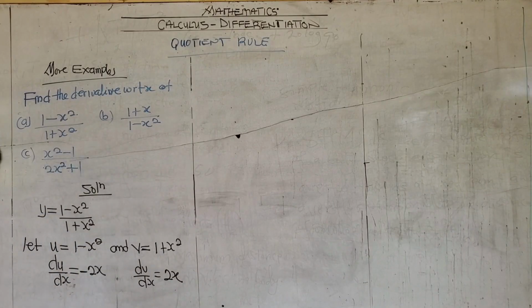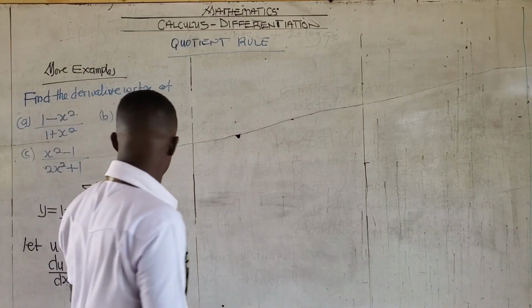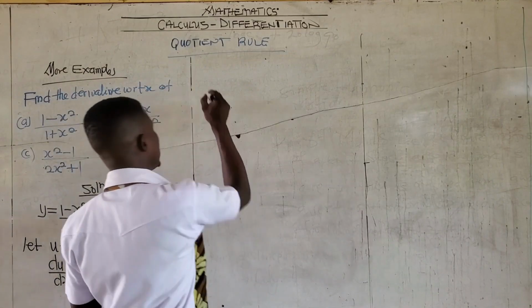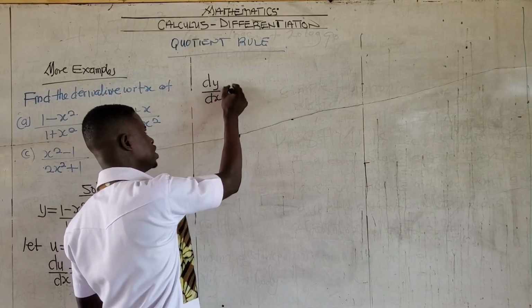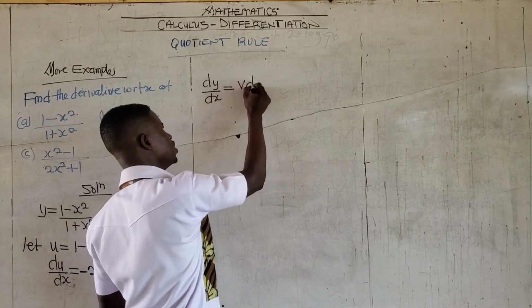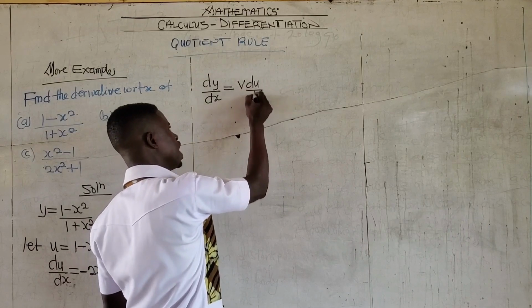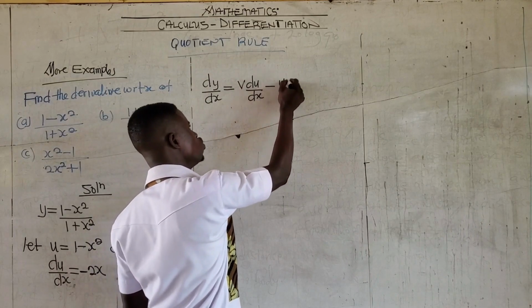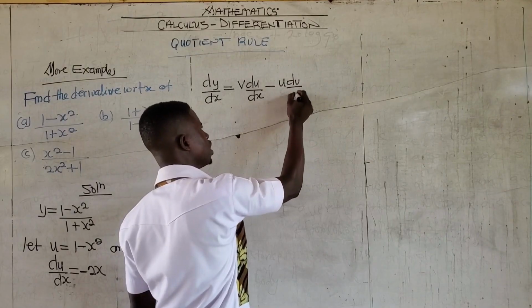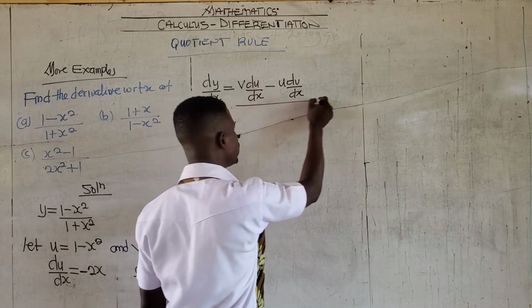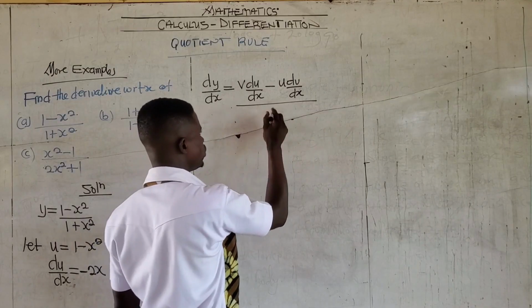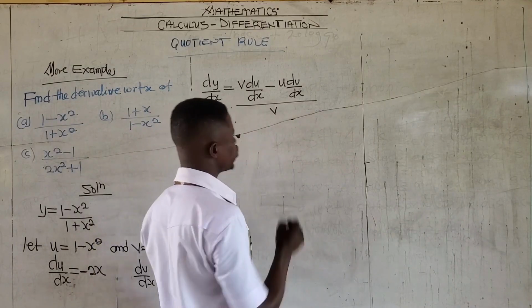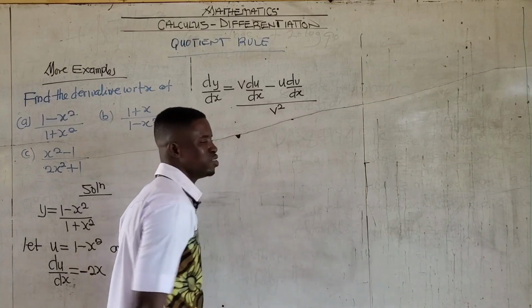After the differentiation, the next thing we are going to do is to write our formula. What is the formula? Our formula says that dy over dx equals v du over dx minus u dv over dx, all divided by v squared.